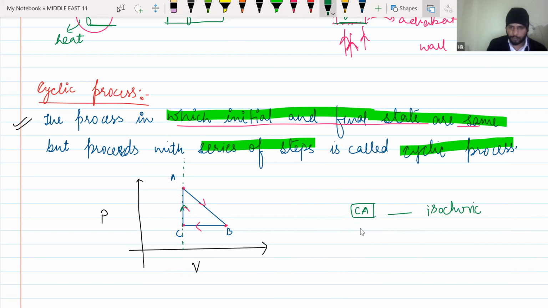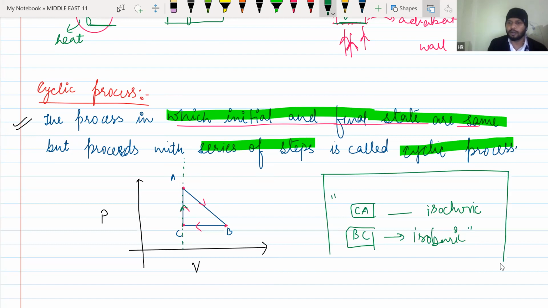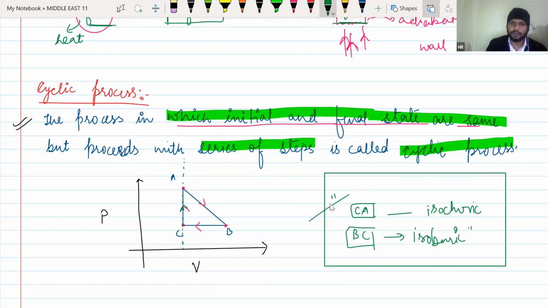If I ask what about BC, that is isobaric. So we will do a lot of questions or graphs in a single question in which we will cover all the topics. I just asked for confirmation. Just write this and let me know.